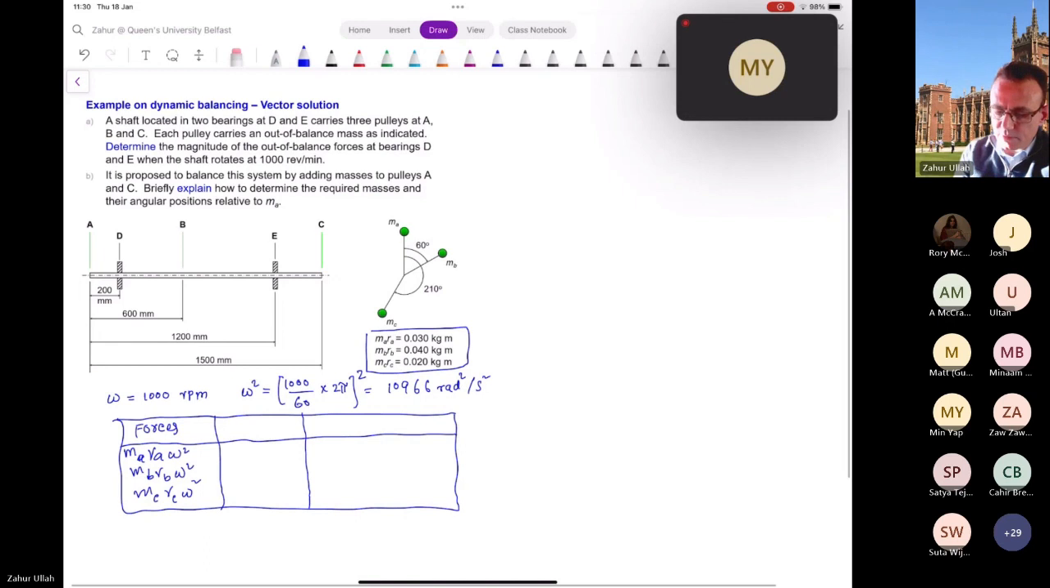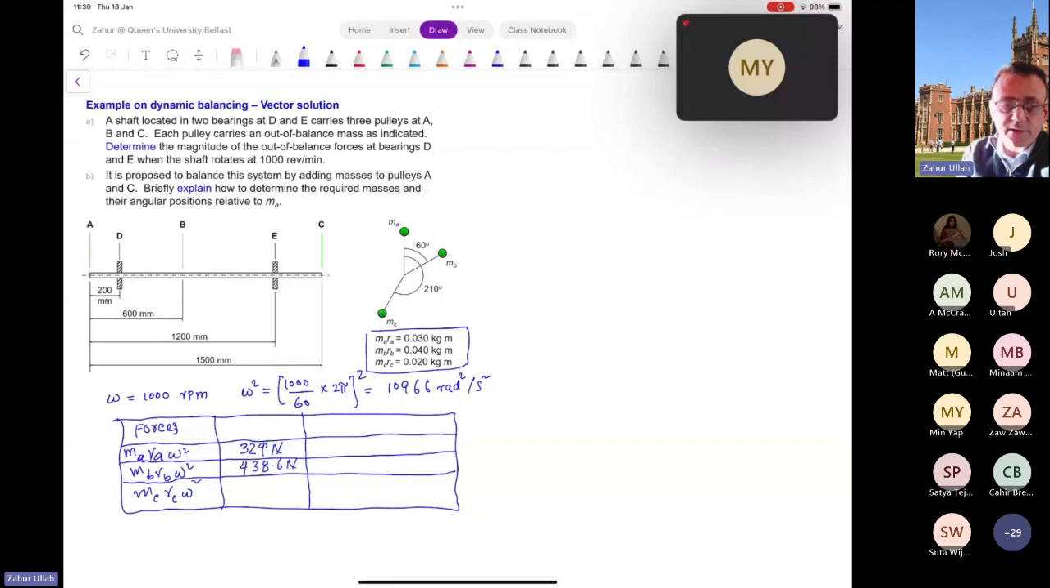The first one, if you multiply MA RA omega square, what you get is 329 Newton. The second one will be 438.6 Newton. And then the last one will be 219.3 Newton. And now you can also calculate the X and Y component of these forces.